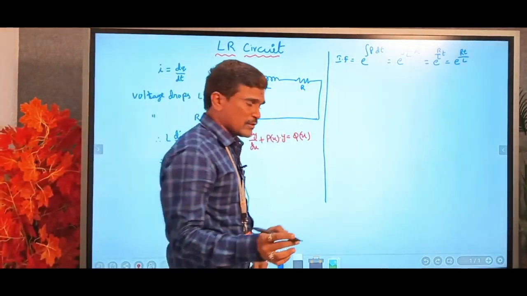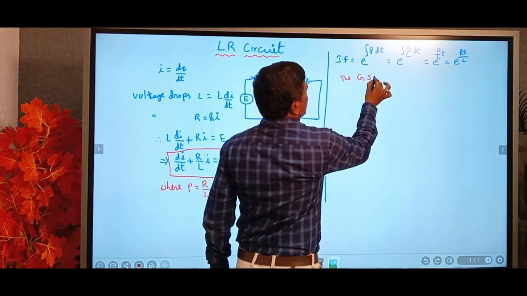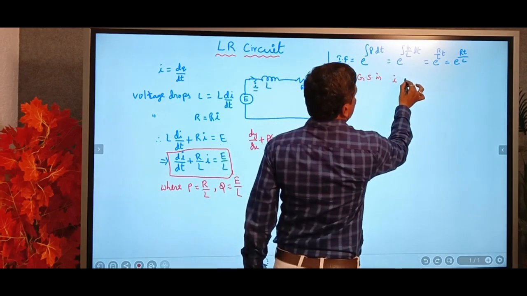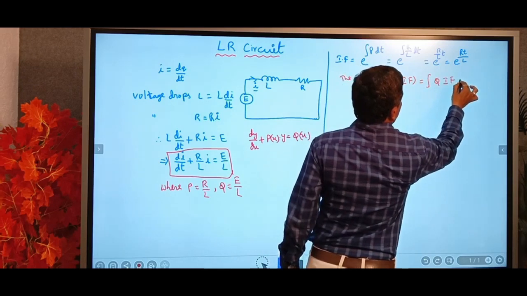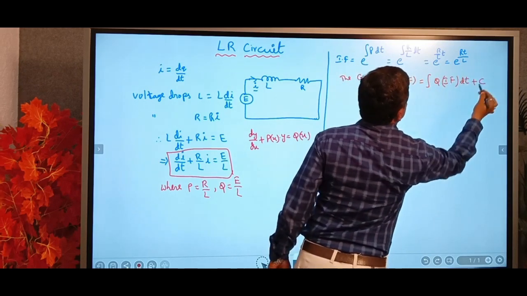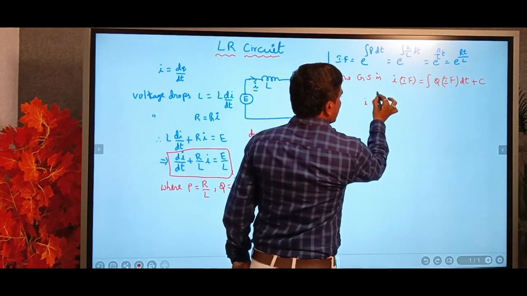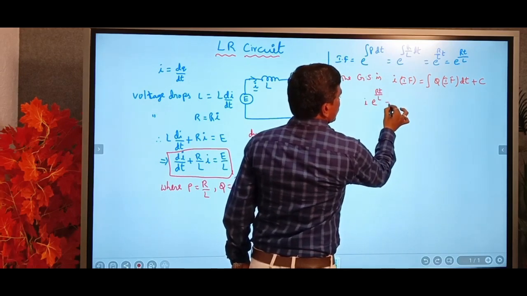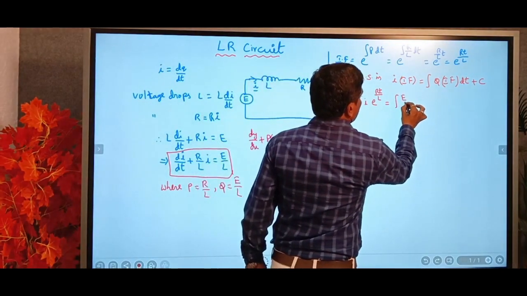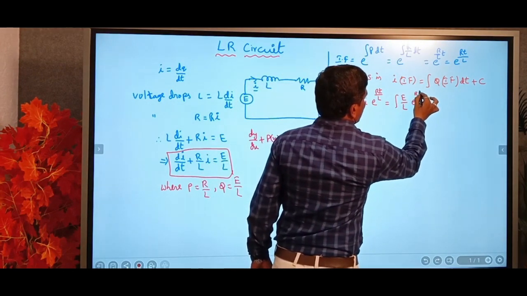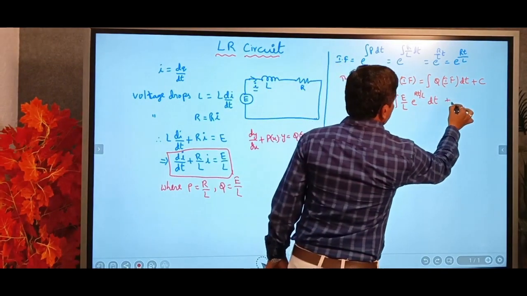Now this is a linear differential equation. Write the solution. What is the general solution of the linear differential equation in I? I into integrating factor is equal to integral Q into IF with respect to t plus C. Now substitute the integrating factor: I into e power Rt by L is equal to integral of Q, which is E by L, into e power Rt by L dt, plus C.